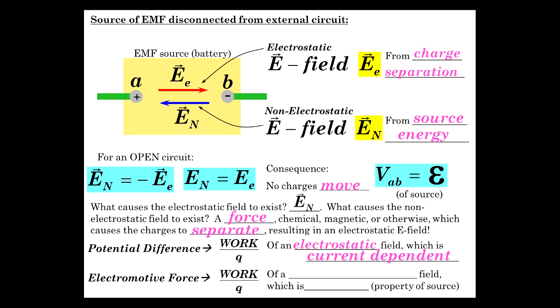So the potential difference of a source is the work per charge of an electrostatic field, which is current dependent. The electromotive force is the work per charge of a non-electrostatic field, which is constant. It's the property of the source itself. So the chemistry of the battery produces this electromotive force. And the current dependency will be seen shortly. As we enable current to flow, it changes the condition inside the battery that we'll now investigate.